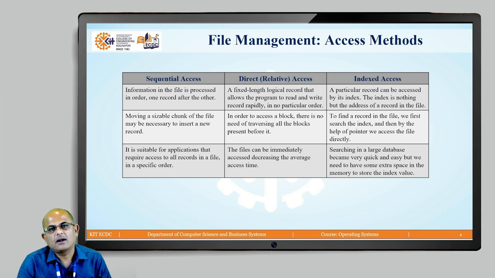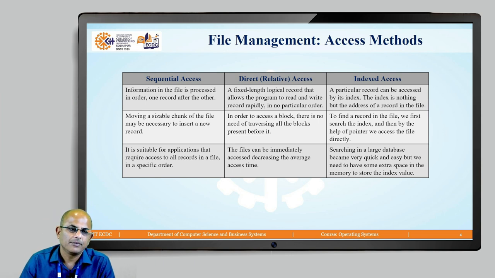In case of direct access, the files can be immediately accessed, decreasing the average access time. The best part of direct access is that the access time will be drastically reduced, because you don't have to traverse everything before reaching the point of access. Rather, you can directly go to that location and start accessing. This is the greatest advantage of direct access.